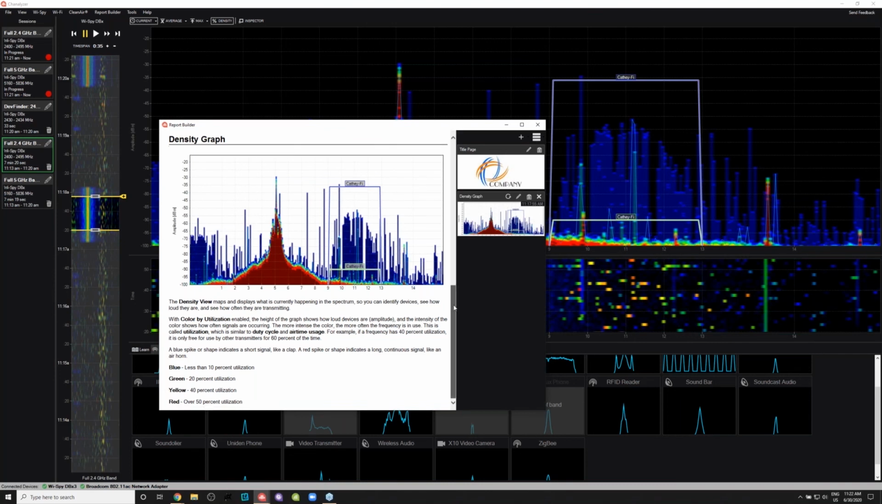What's really cool about the Report Builder accessory is that it comes pre-stocked with literature. It explains the colors, for instance, so the customer can understand, okay, blue means less than 10% utilization. Blue is a lot like a clap. Basically, it doesn't interrupt my conversation with you guys. It's just a slight inconvenience, but the Wi-Fi is still going to operate as usual. Green means that 20% of the spectrum was being utilized. Yellow is 40%, and red means over 50% of the spectrum has been utilized.